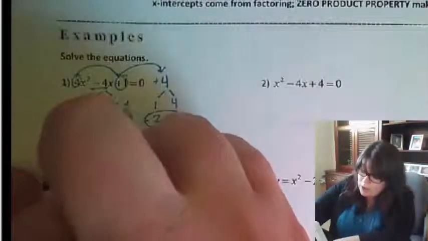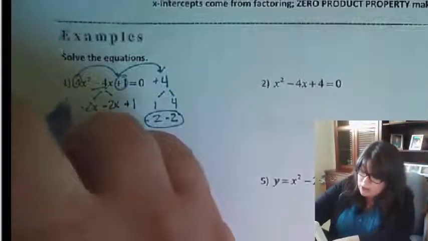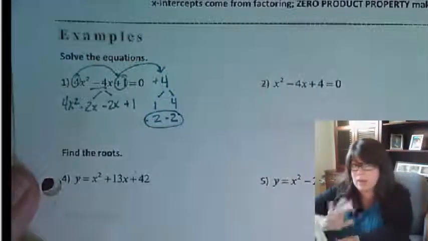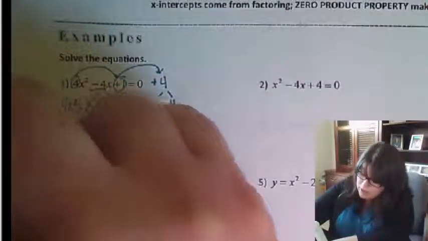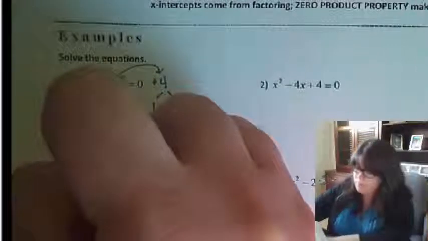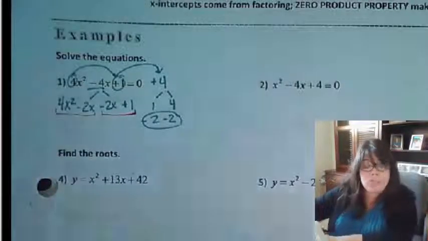We're going to bring down our last term and we're going to bring down our first term because those stay the same. They are not going to change at all. Then we are going to group, and I have a group here and a group here. Once we group them, we can pull out our GCF.